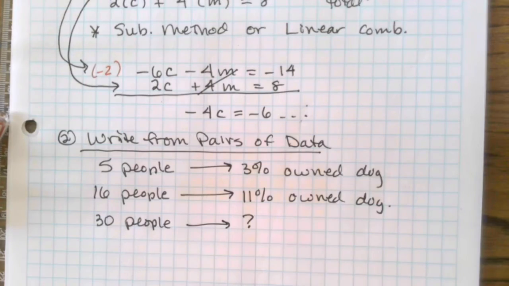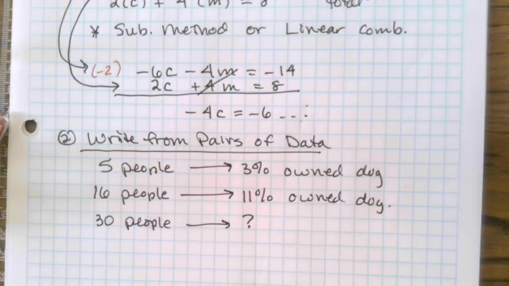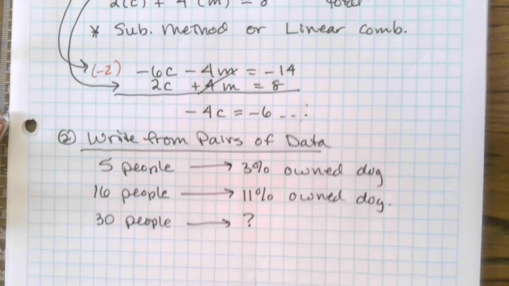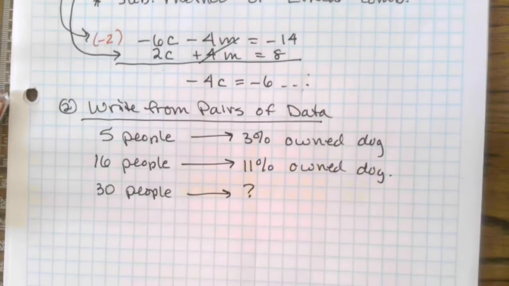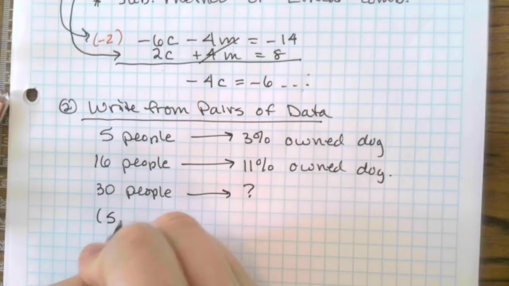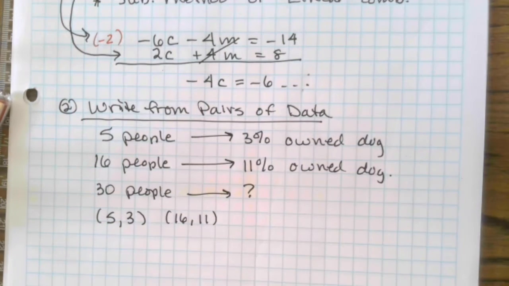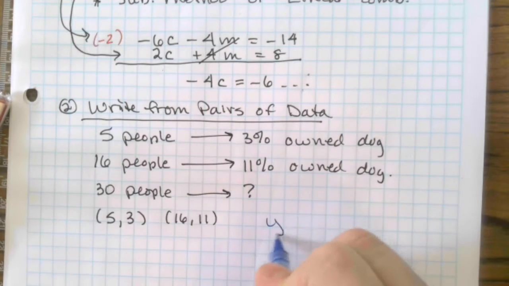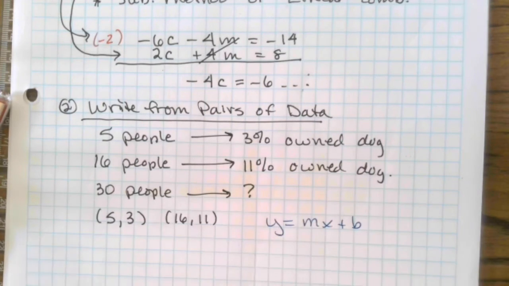The key of this one is to recognize that you have two pairs of data that go together. And so from that, you can make a linear equation that you can use to calculate for 30 people. So first thing you want to do is change your pairs of data into points. We're going to do (5, 3) and (16, 11). And we're going to write this in slope-intercept form, y equals mx plus b. So we need the slope.